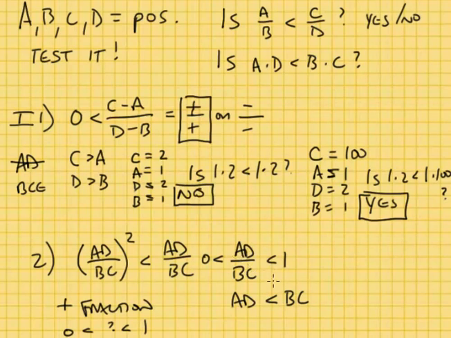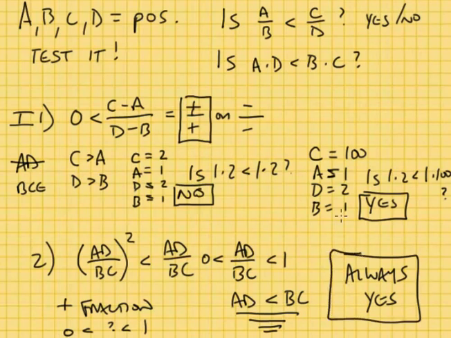Now look at this carefully and think about what the question's asking. It's asking, is A times D less than B times C? Yes or no? And down here, fact 2 just told you A times D is less than B times C. In effect, you don't even have to use test-it. You have enough information here to know that the answer to this question will always be yes. That makes fact 2 sufficient on its own, and you're picking B.